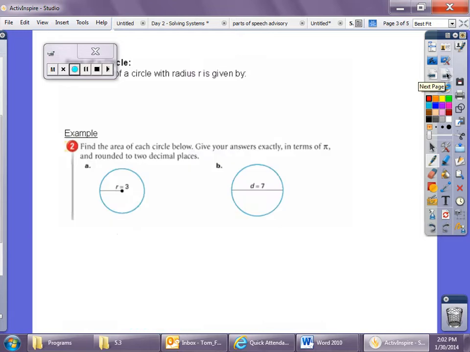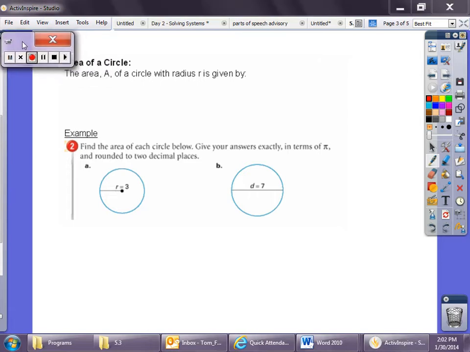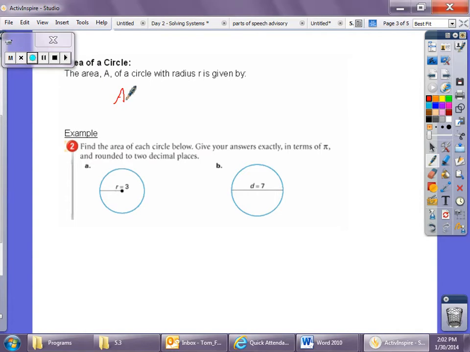And if we look at the next thing, just move this up. Alright, so if we want to find the area of a circle, area is pi r squared. So we know that the area is pi times the radius squared. So in this first example, we know that the radius is 3, so if I want to find the area in exact terms of pi and also rounded, area is pi r squared, so area equals pi times 3 squared, so my area is going to be 9 pi.